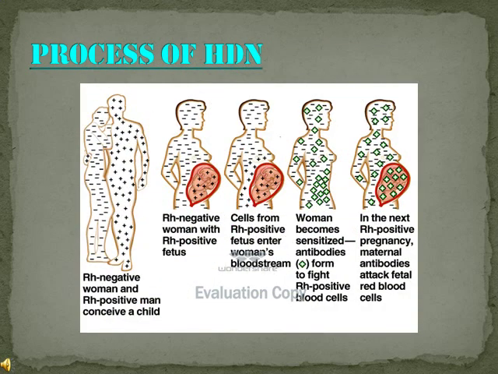So this is the process of how HDN is developed. A woman who is Rh negative falls pregnant from a father who is Rh positive. She does not have the D antigen, while the father does. Because the father's genes are more dominant, the baby is Rh positive. But there is no mixing of the baby's blood with the mother's blood. The mother's blood travels through the baby only.